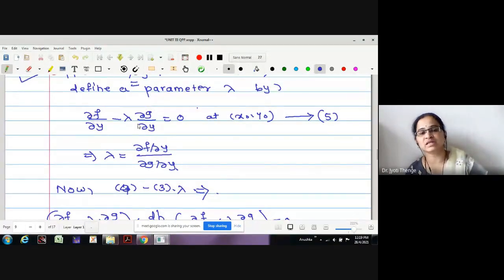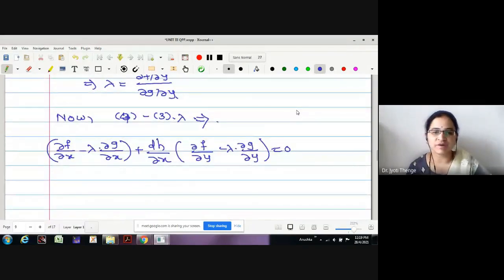That is ∂f/∂y minus lambda times ∂g/∂y is 0, by equation number 5. Okay. But if this is so, what is going to result? What is the result of this equation then?